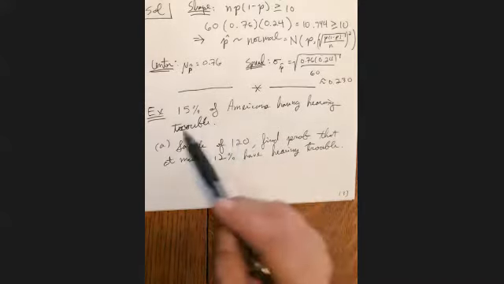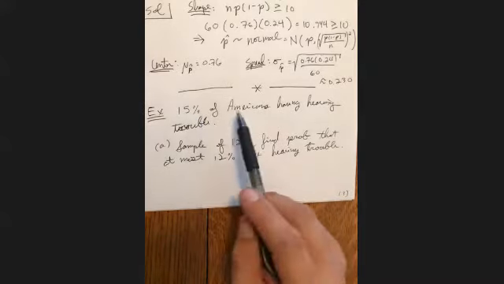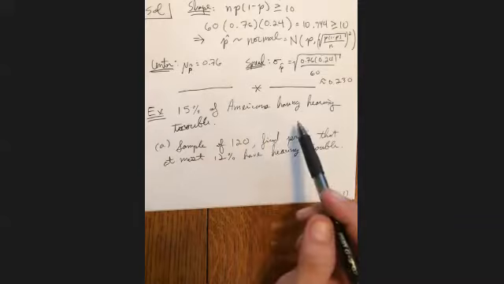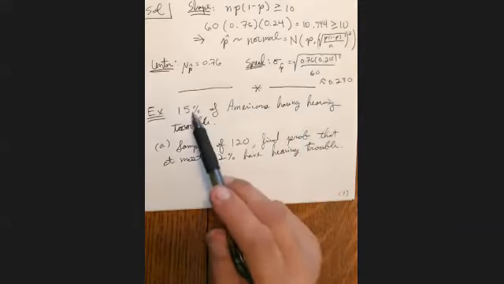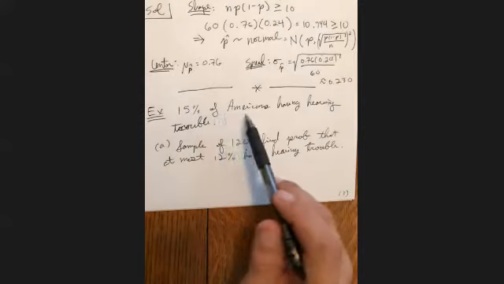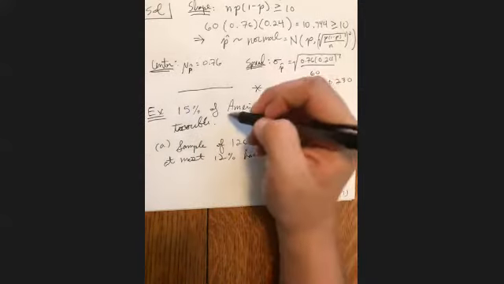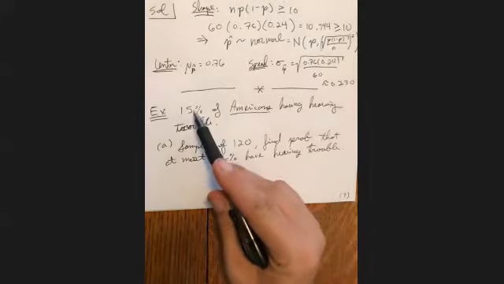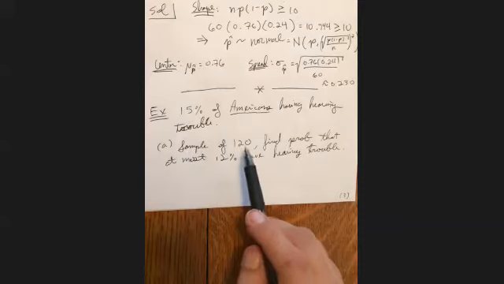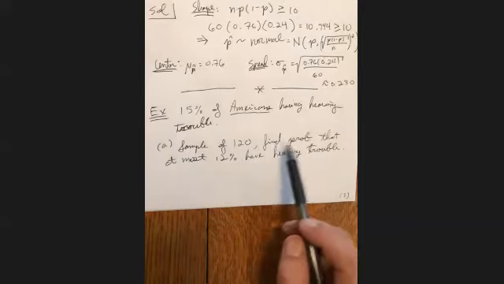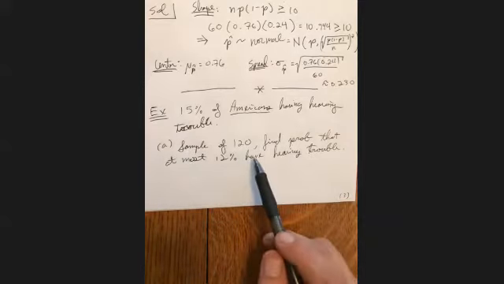So let's look at this example. We're told that 15% of Americans have hearing trouble. Okay, 15% of Americans have hearing trouble. I immediately think 15% of Americans. Americans is a population. So this is a population proportion. We're asked, if we take a sample of 120, we want to find the probability that at most 12% have hearing trouble.